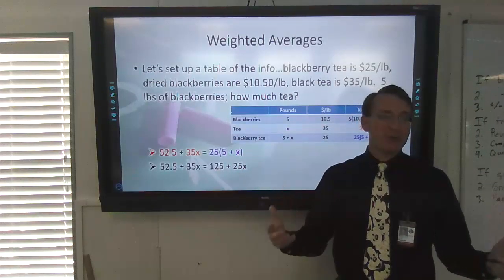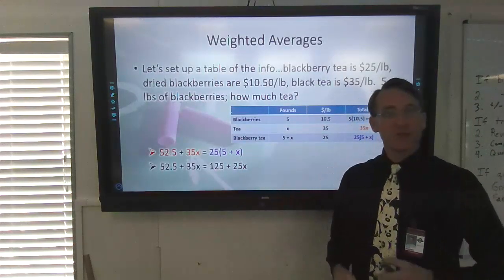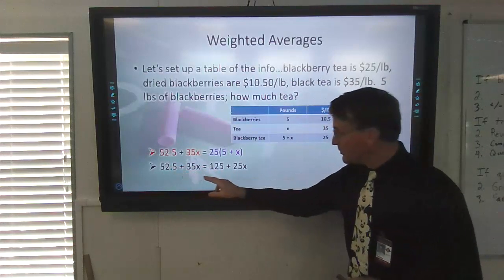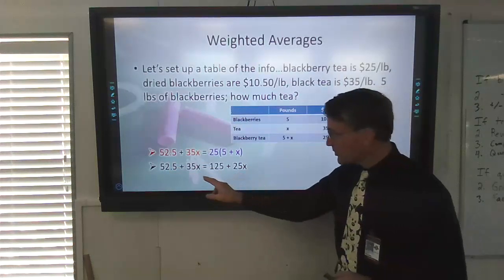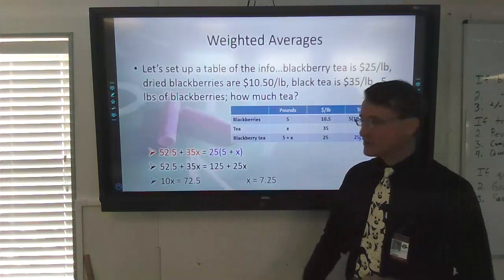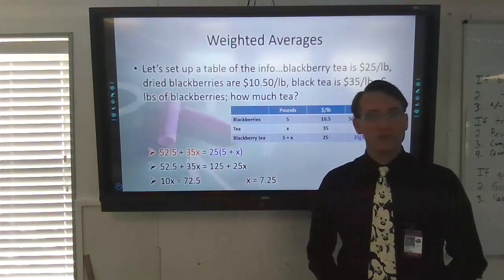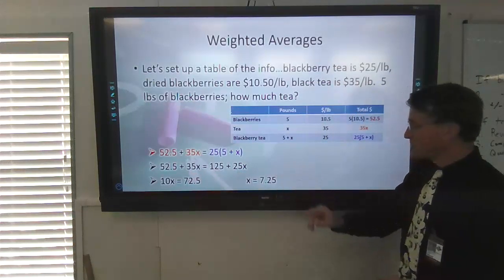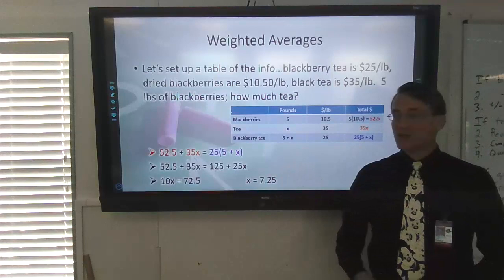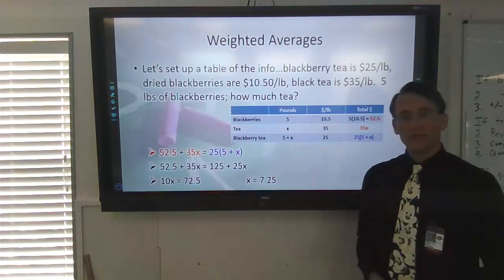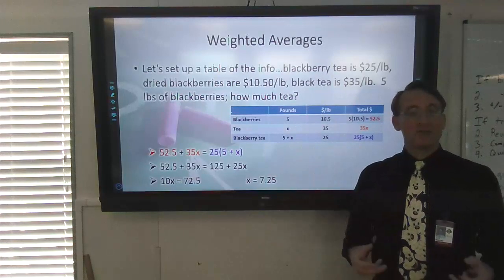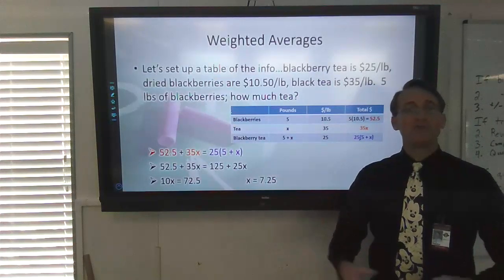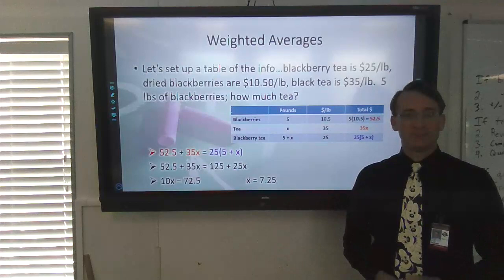Now I've got a very simple algebraic equation that I can solve for x. I'm going to subtract 52.50 from both sides. I'm going to subtract 25x from both sides, giving me 10x is equal to 72.50. If I divide both sides by 10, I get 7.25. So I need to add 7.25 pounds of tea to my mixture in order to get the proper mixture of my blackberry tea.